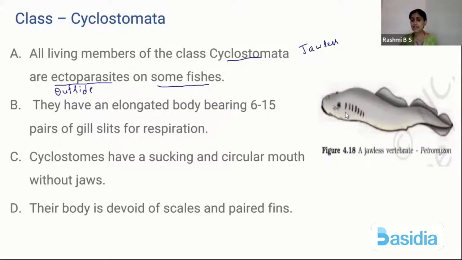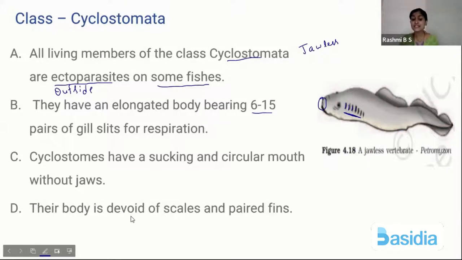And you can see here, these animals have gill slits. Can you see the gill slits here? Six to 15 pairs of gill slits are present, and they help in respiration for this animal. And as they don't have jaws, just a circular mouth like this, they use the circular mouth for sucking from the animals on which they are living. Is it clear, children?